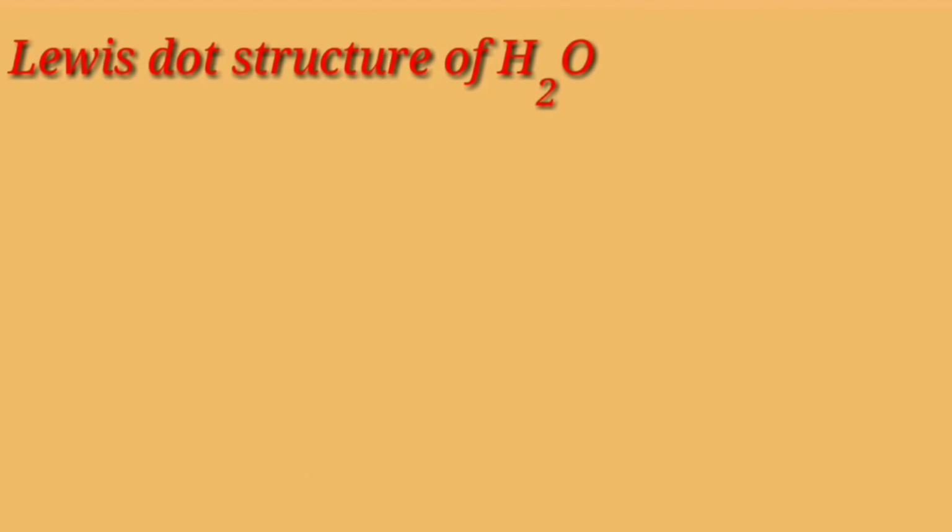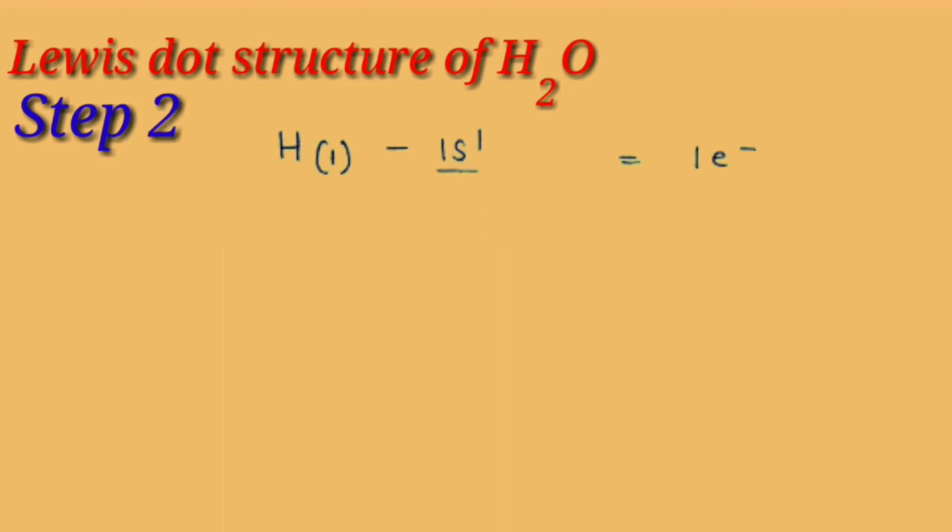Now consider the second example, the water molecule, that is H2O. So first step is to arrange the atoms. So we have to place oxygen at the center and hydrogen around the oxygen atom. Second step is we need to count total valence electrons. So over here, hydrogen atomic number is 1. So its electronic configuration is 1s1.